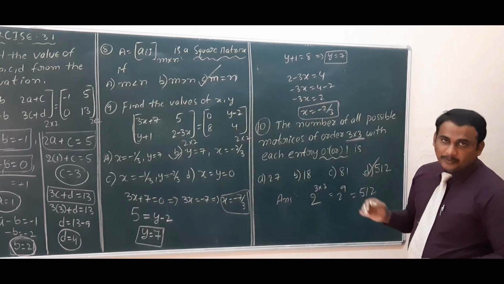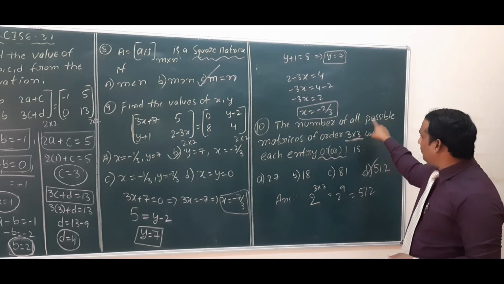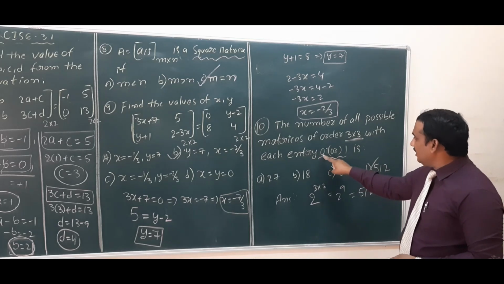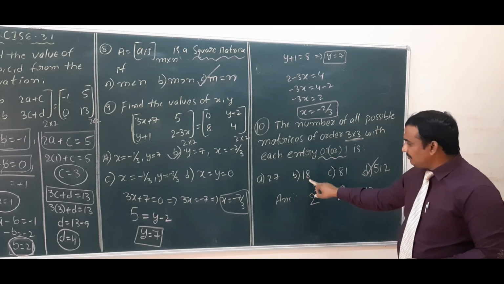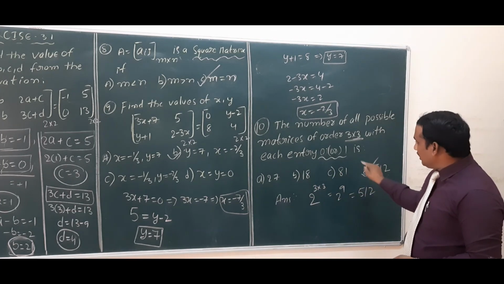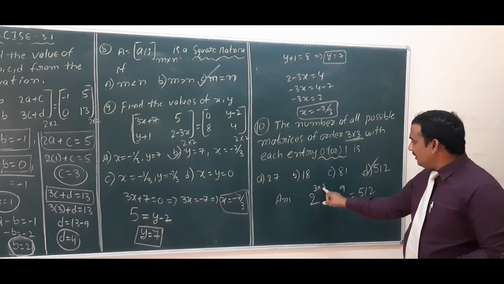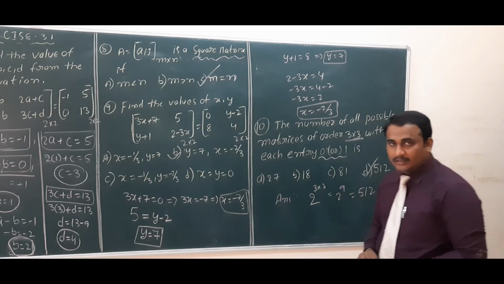In exercise 3.1, last problem is 10th one. The number of all possible matrices of order 3 by 3 with each entry 0 or 1 is. Option A 27, option B 18, option C 81, option D 512. Here 2 entries means 2 power. What is the order here? 3 by 3, means total elements are 9. 2 power 9 is 512.